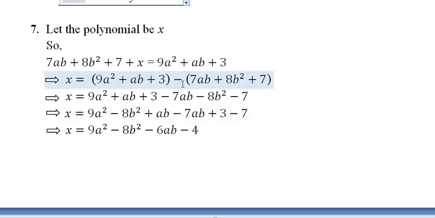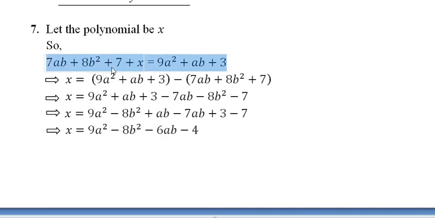So let the polynomial be x. When you assume any variable, please be careful that an existing variable should not be used. If x was already given in the question, then you should not consider x. You should consider another variable, like p, q, r. But we cannot assume a or b out here because they are already given in this expression. So we have to assume a different one, that is x.